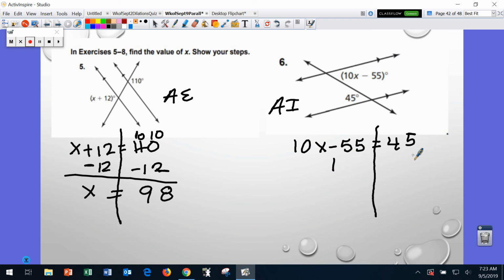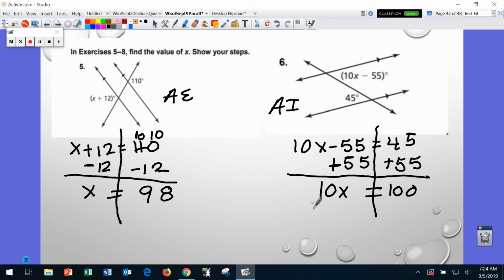Constants go on the right side, variables and the coefficient stay on the left. So I need to move this minus 55 to the other side. If it's minus, then I add. Remember, you cross the line, you change the sign. So I'm going to plus 55. You can use your calculator here, or you can use mental math. So this becomes 100, and then we're going to divide.